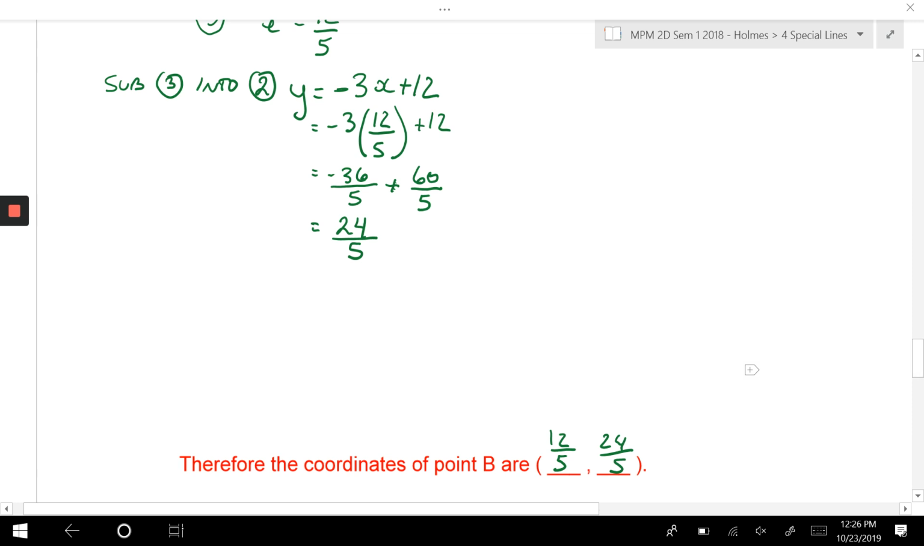Okay. So when I did my 3 times 12, I got the 36 over 5. It's going to be plus 12. So I'm thinking ahead. In order to add fractions, I've got a fraction there. I have to have a common denominator. So common denominator 5, I multiply top and bottom by 5. 5 times 12 is 60. That's really like 12 over 1. 1 times 5 is 5.